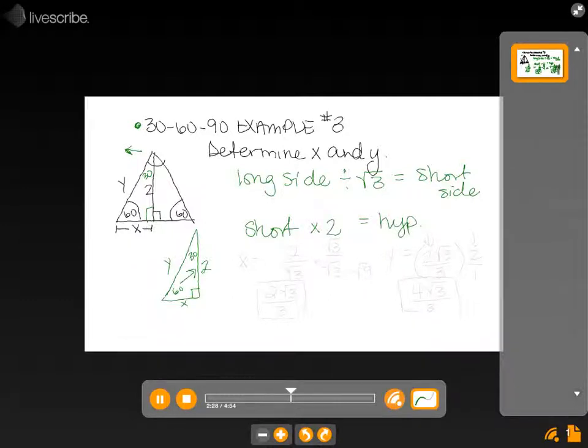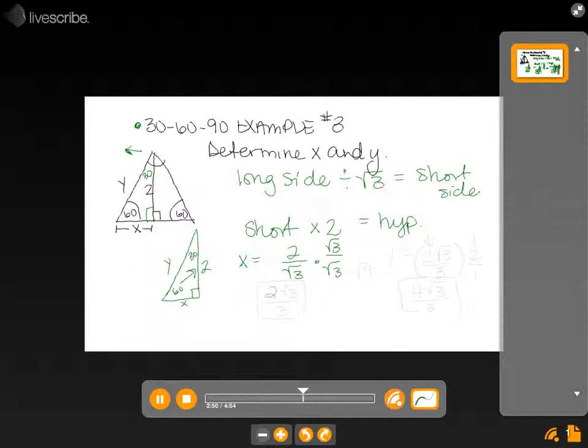Okay? So let's start. We're given the long side. Our long side is 2. We're finding x, which is our short side. So our 2, and we're going to divide that by the square root of 3. Now we can't leave our problem like this because we can't have a radical in the denominator, so we have to rationalize it. We're going to multiply the top and bottom by the square root of 3.